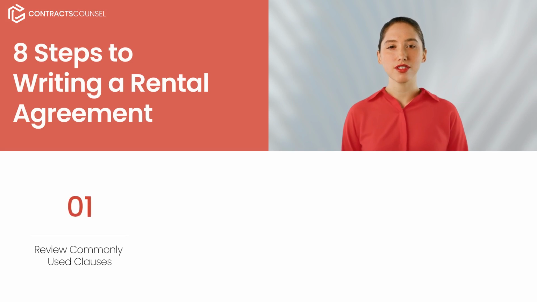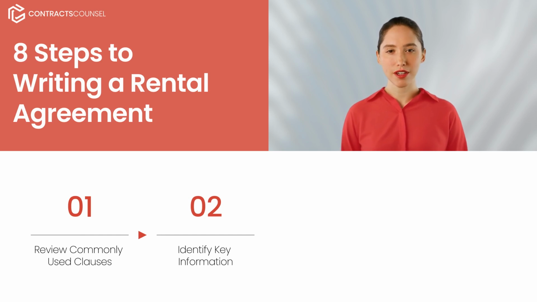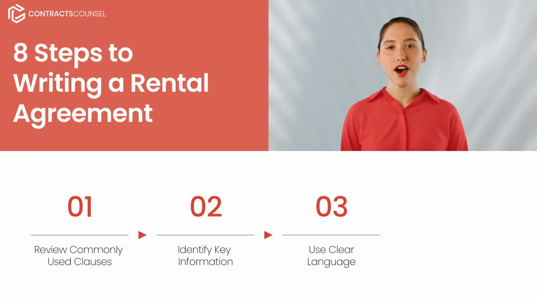1. Review the commonly used clauses discussed earlier in this video, or find a template online to use as a reference. Then you want to determine what clauses you want to include in your agreement. 2. Identify the key information you want to include. This may include details about the property, lease term, and rent amount. 3. When writing a legal agreement, it is critical to use clear and concise language that all parties understand. Avoid using complex legal language or technical terms.